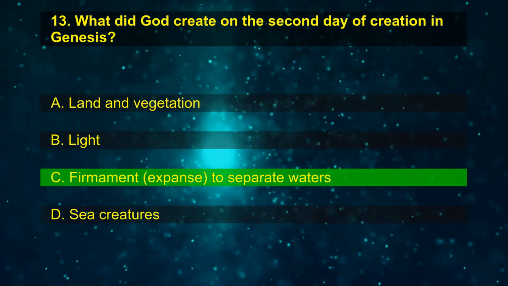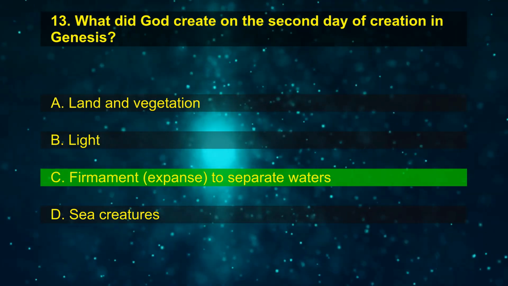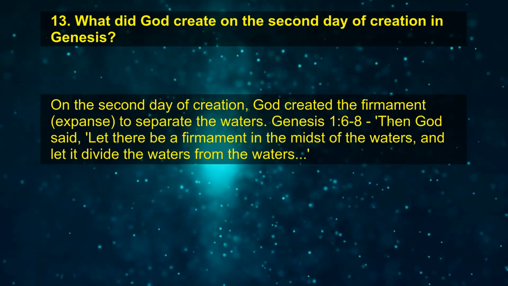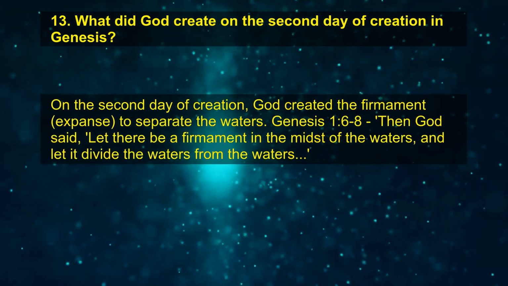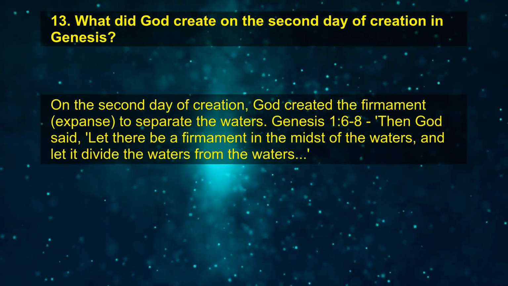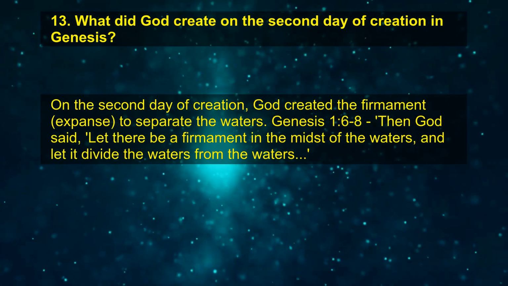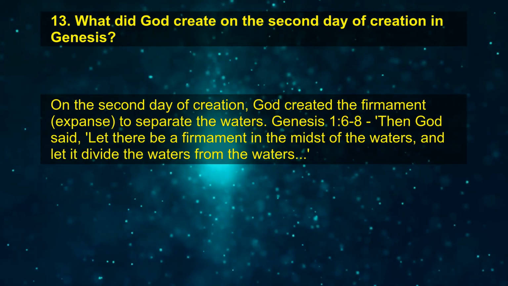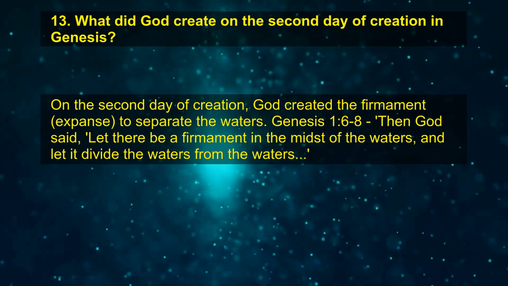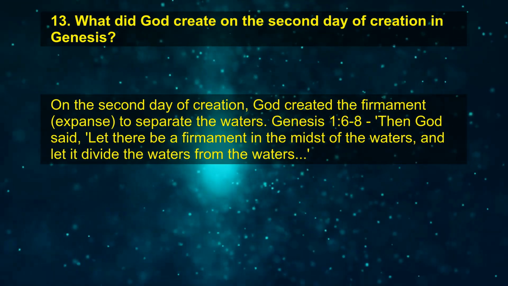Right answer is C. Firmament, expanse, to separate waters. On the second day of creation, God created the firmament, expanse, to separate the waters. Genesis chapter 1 verses 6-8. Then God said, "Let there be a firmament in the midst of the waters, and let it divide the waters from the waters."